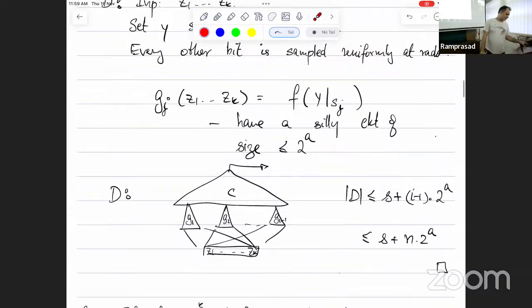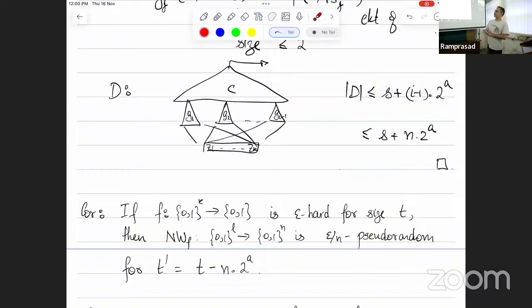Okay. So what is the corollary for this? The corollary for the above theorem is the following. Suppose someone told you that the function f was epsilon hard for size t. Then you know that the Nisan-Wigderson generator is going to be epsilon by n pseudorandom for a size a little smaller than t, which is like t prime, like t minus n times 2 power a. Here a and l are the same as before.